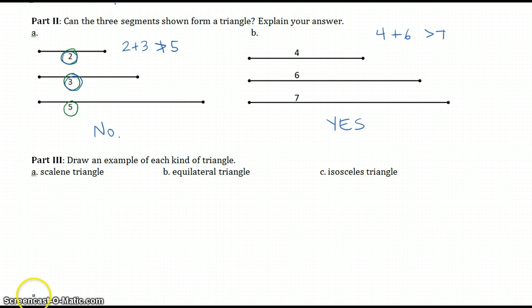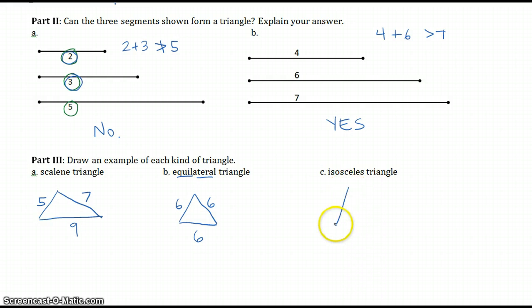Now I need to draw an example of each kind of triangle. A scalene triangle has three sides that have all different lengths. So I have to make sure that I draw a picture that has three sides with all different lengths. An equilateral triangle means equal sides. So all three sides have to have the same length. An isosceles triangle is a triangle which has two sides that are the same length. So if this is 10, then another one has to be 10.